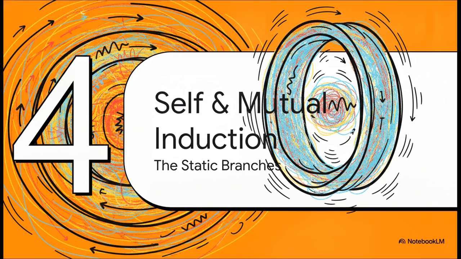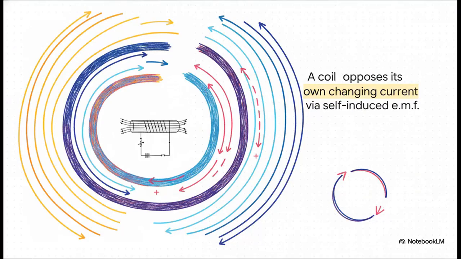Section 4, self and mutual induction. Let's look at the static branch, where the wire never moves an inch, but the fluctuating field does all the heavy lifting. First up is self-induction, where a coil essentially acts on itself. When an alternating current flows into a coil, it creates a magnetic field, right? But since that current is constantly changing, the flux changes too. And paradoxically, that induces an opposing voltage within that very same coil. It's this localized loop where the coil creates a field that then literally pushes back against the current that created it in the first place.